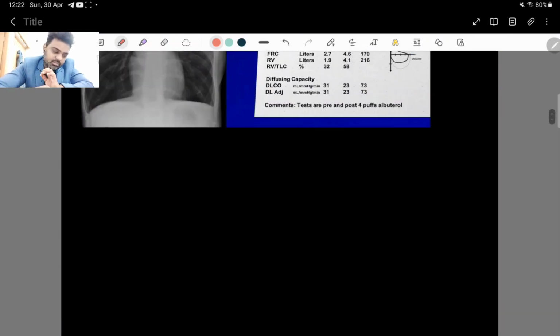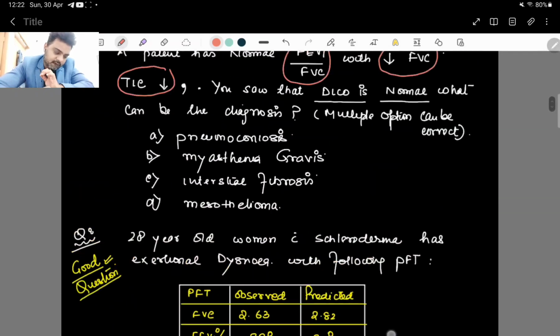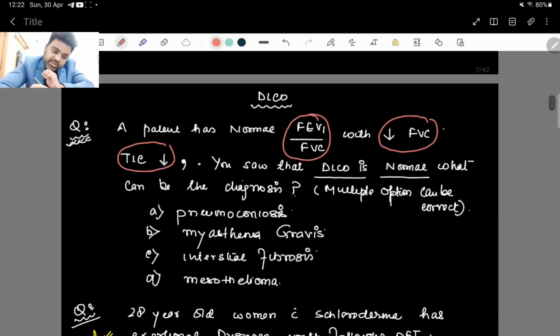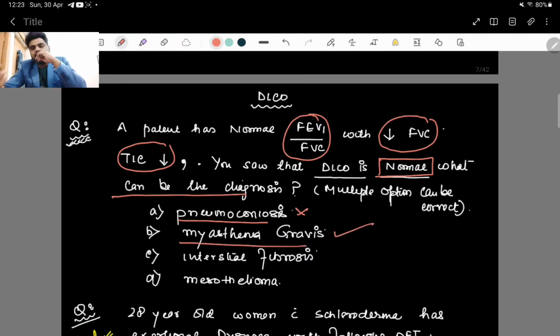Okay. Now you saw that DLCO is normal. So DLCO is normal. That means it is an extraparenchymal type of restrictive lung disease. So from this information, we have understood that this patient is having an extraparenchymal type of restrictive lung disease. So what can be the diagnosis? Can it be pneumoconiosis? No, because it is intraparenchymal. Can it be myasthenia gravis? Yes, because it is extraparenchymal.